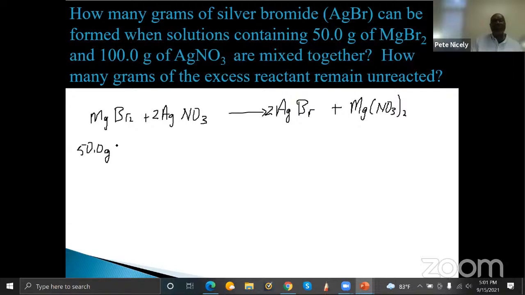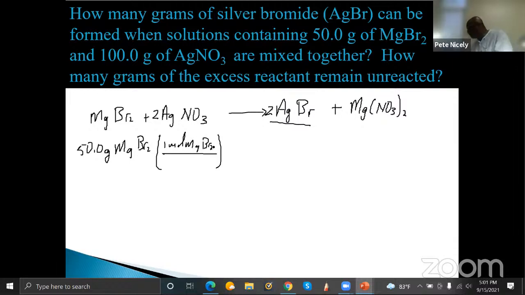So they gave you 50.0 grams of magnesium bromide. And what we're going to do is try to figure out how much of the silver bromide can be obtained based on that. So the first step would be to convert from grams to moles. So we're going to have 1 mole of magnesium bromide above and the molar mass. So I'm going to go to my calculator to calculate the magnesium bromide molar mass. And according to my calculator, that gives 184.11 grams of MgBr2.